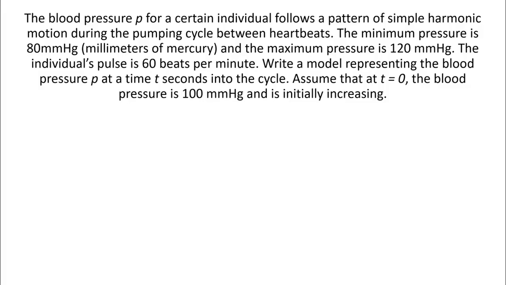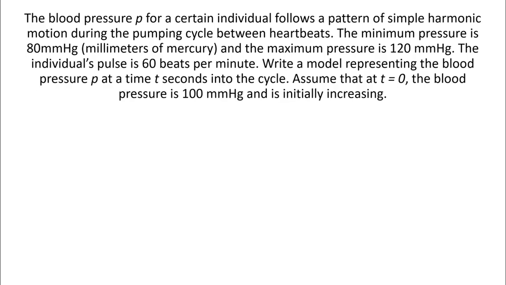All right, this example says the blood pressure represented by the variable P for a certain individual follows a pattern of simple harmonic motion during the pumping cycle between heartbeats. The minimum pressure is 80 mmHg, which stands for millimeters of mercury, and the maximum pressure is 120 millimeters of mercury. The individual's pulse is 60 beats per minute, and we need to write a model representing the blood pressure at a time t seconds into the cycle.